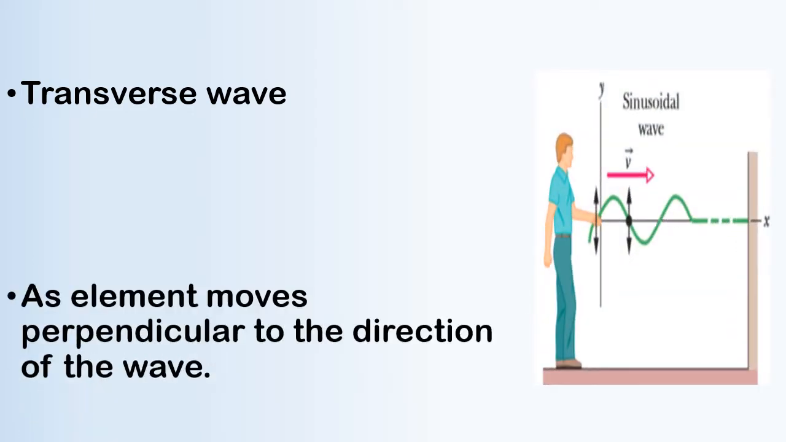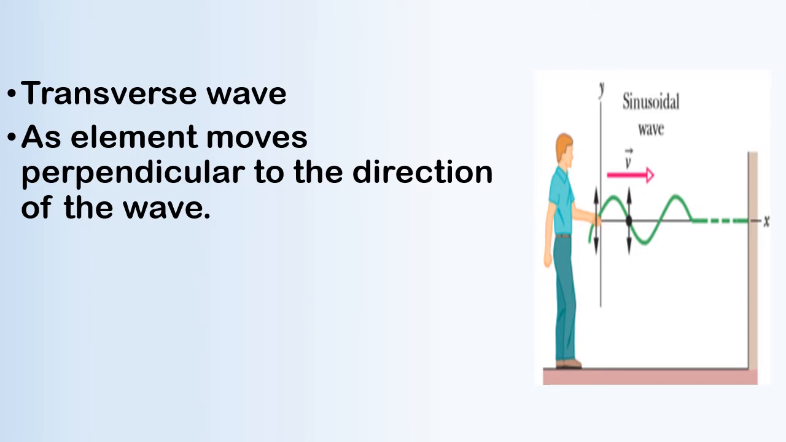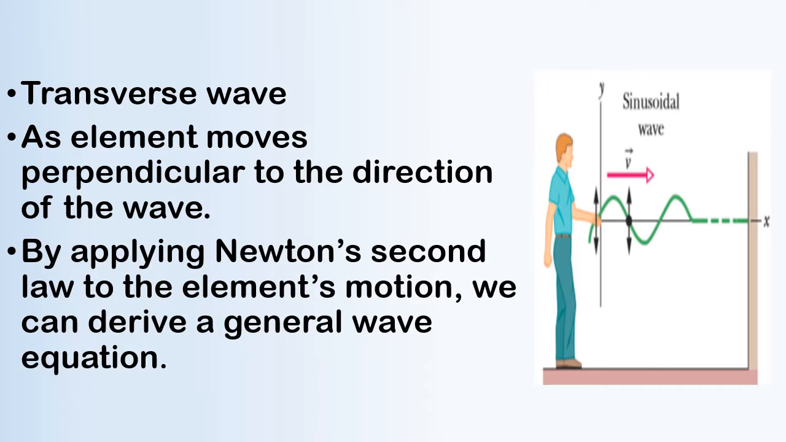When a wave passes through any element on a stretched string, the element moves perpendicular to the direction of the wave. Yes, I'm talking about the transverse wave, in which the element moves perpendicular to the direction of the wave, as we can see here in this twig. By applying Newton's second law to the element's motion, we can derive a general differential equation, called the wave equation, that governs the travel of any type of wave.